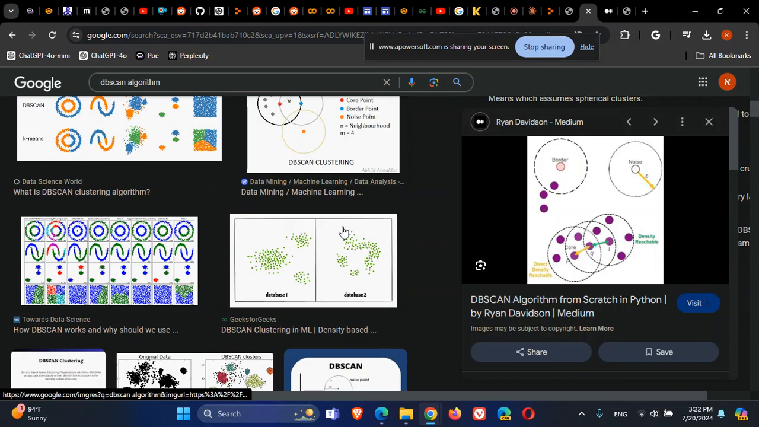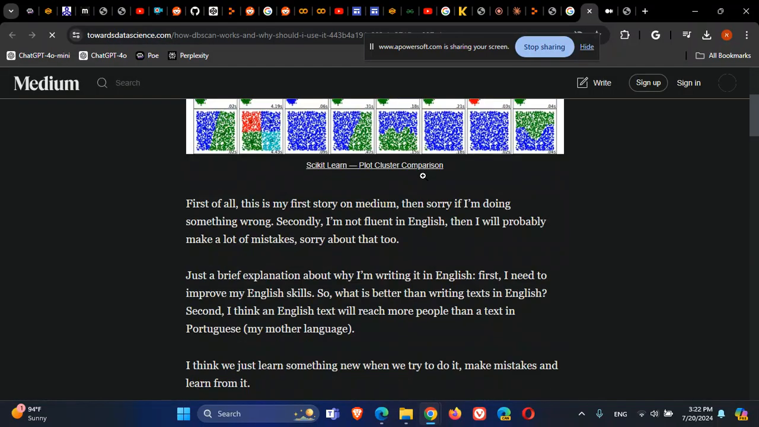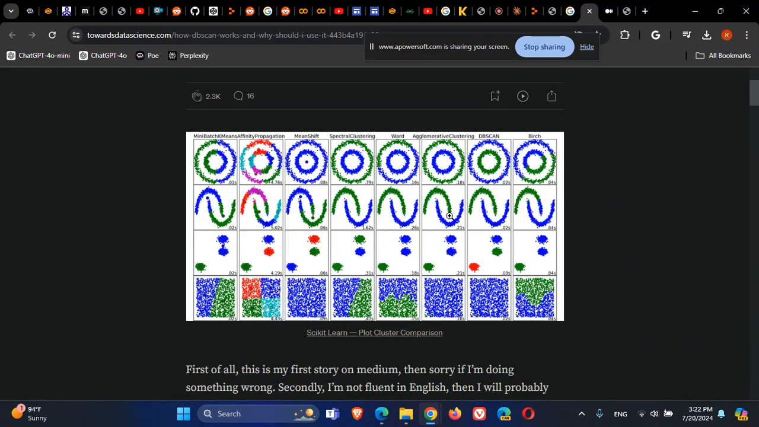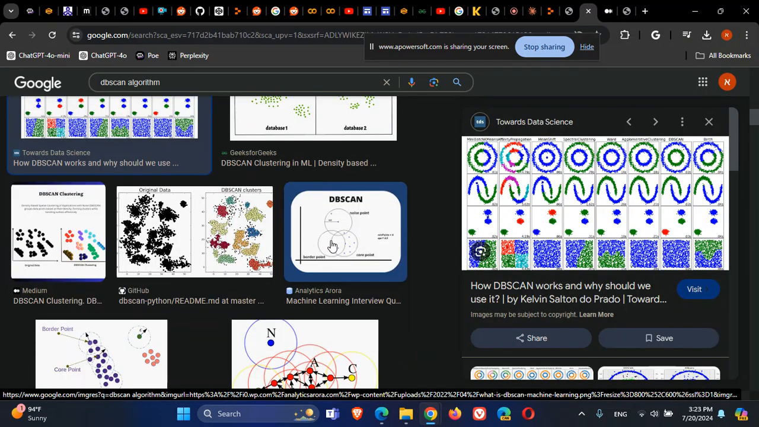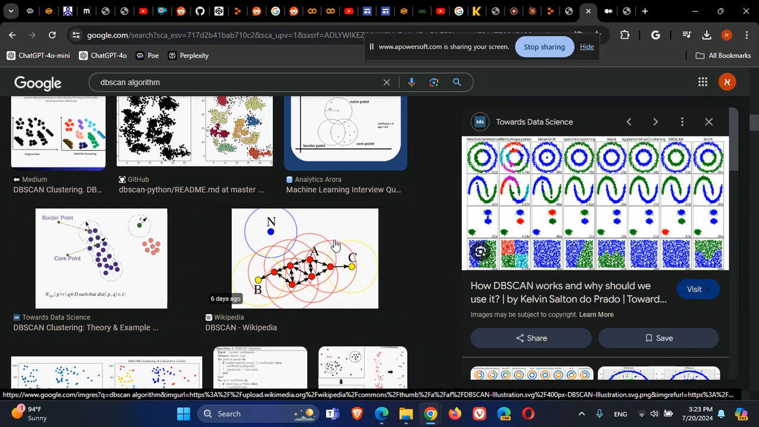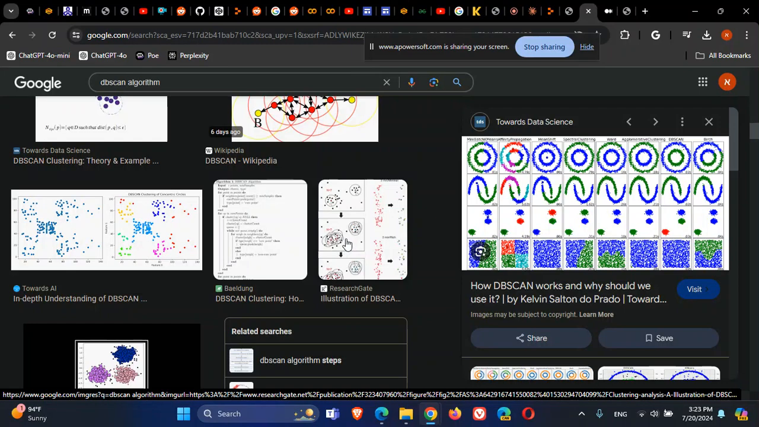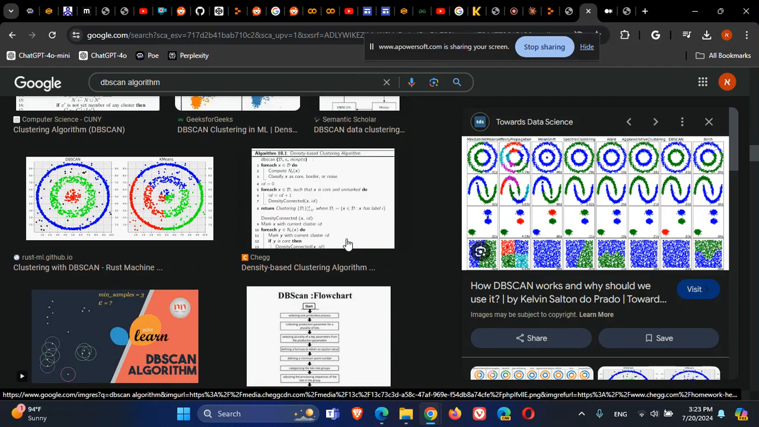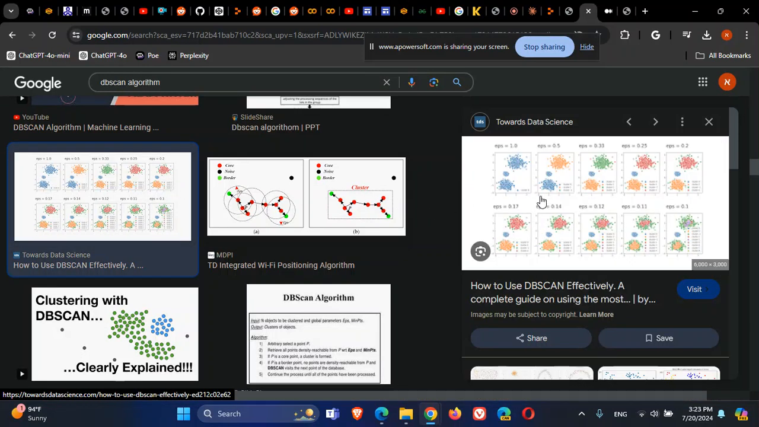Maybe I will show you how different epsilons and different min points can create different clusters. If you take different epsilon and different min points, you will get different results. I'm sorry that I don't have an example here, but this is what happens. Oh, this is great. Yes.